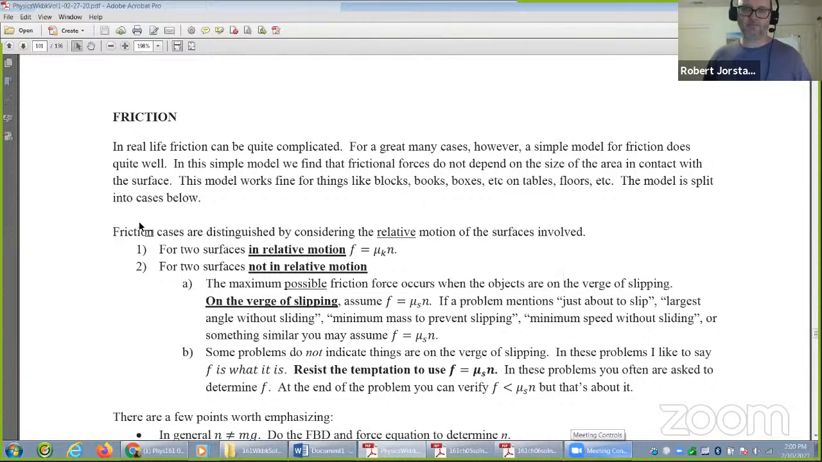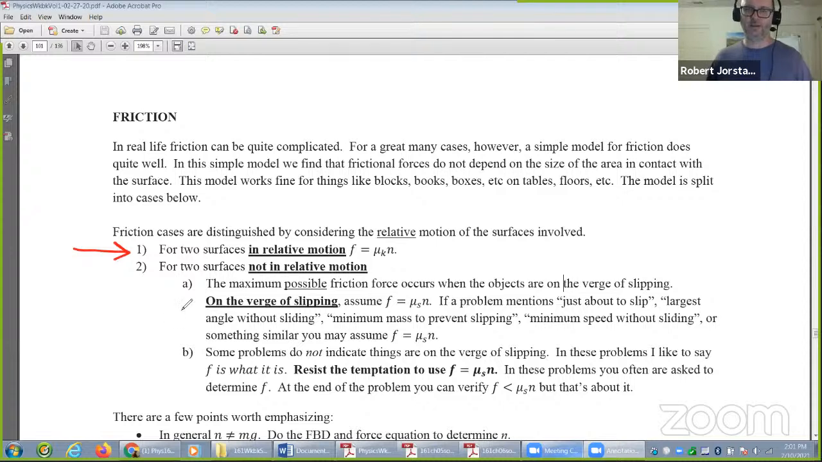Let's start simple. If you have two surfaces that are moving relative to each other, there's this equation you can use. That's when you can use this equation. If you have two surfaces not in relative motion, but something in the problem indicates they're on the verge of slipping, you could use this equation. The K here means kinetic. So this is mu subscript K, or kinetic coefficient of friction. That's what mu K means. Okay. Mu subscript S means static coefficient of friction.